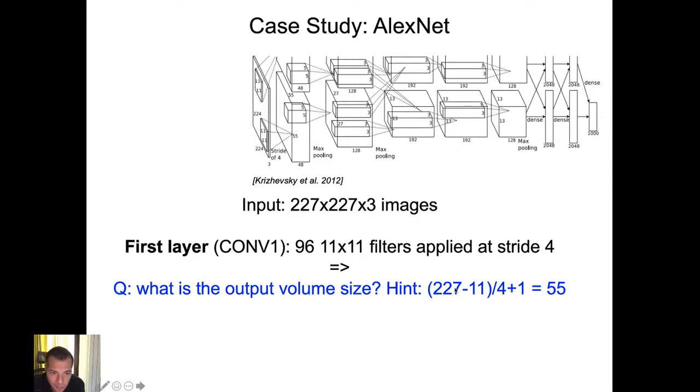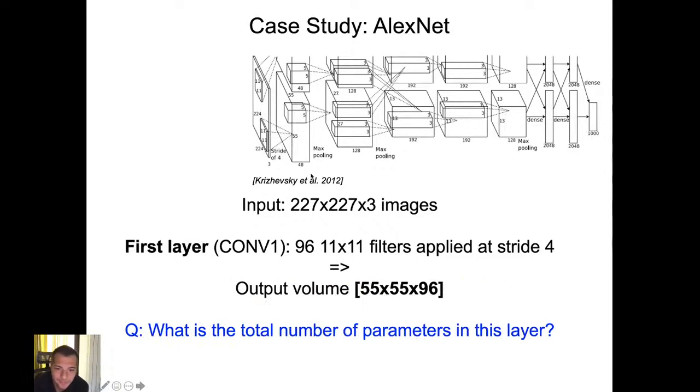This is obtained by subtracting 11 from the input image size. 11 is the size of the filters, and this is the size of the input image. We divide it by the stride and add 1, and we obtain the size of the activation maps. So here the output volume is 55 by 55 by 96.